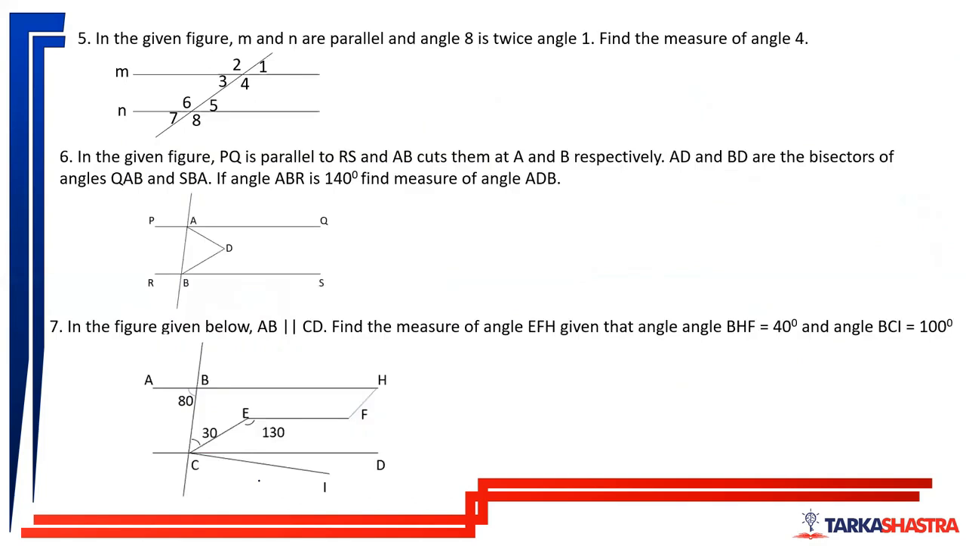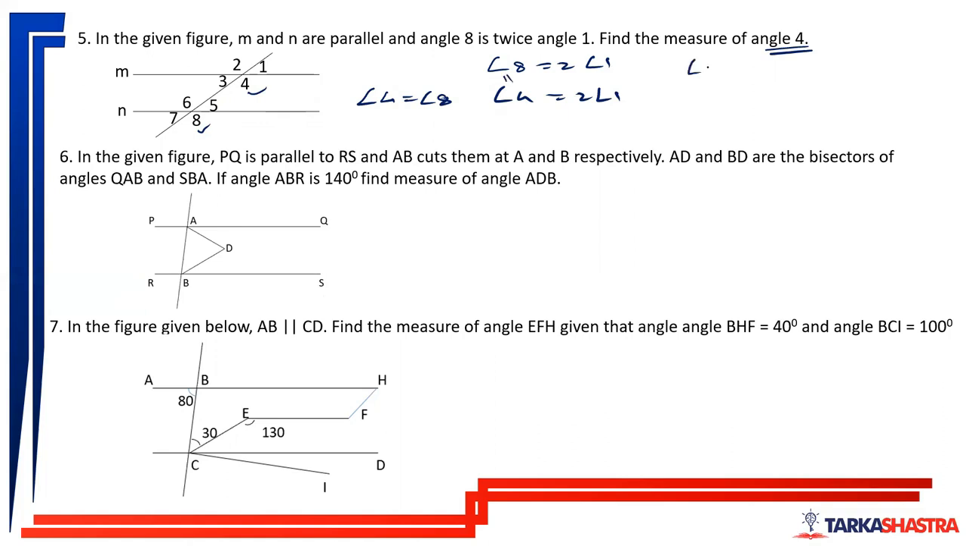Okay, moving forward. In the figure, M and N are parallel, and angle 8 is twice the angle 1. Find the measure of angle 4. I know that angle 4 is equal to angle 8. Why? Because they are corresponding angles. Angle 4 and angle 8 are corresponding angles, and corresponding angles are equal. Now, if angle 8 is twice the angle 1, angle 4 will also be twice the angle 1. Why? Because angle 8 and angle 4 are equal.